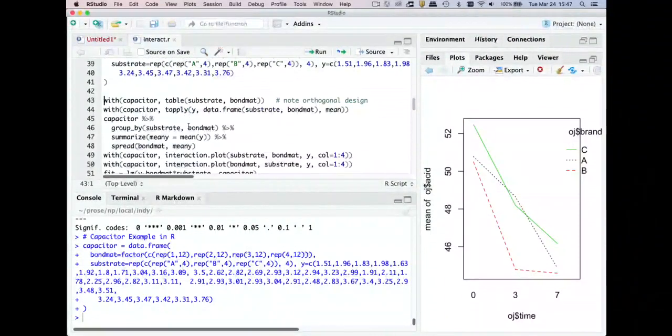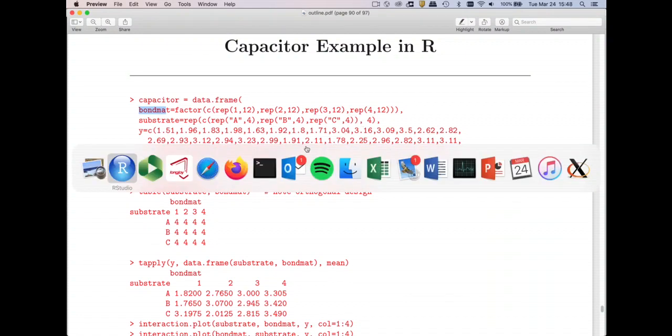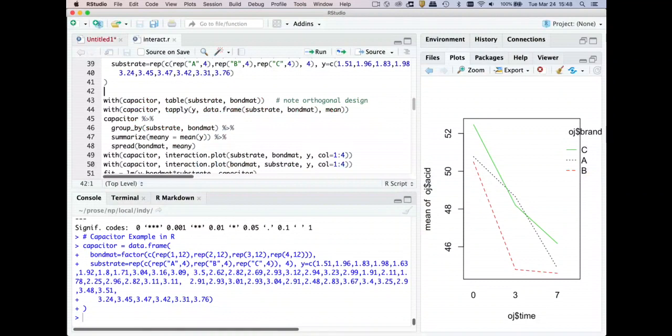All right, so here's the situation. We're soldering capacitors to some motherboard, and the motherboard is made out of, it's called a substrate here, made out of one of three materials. We have four different bonding materials that we're testing. Okay, so bonding materials A, B, C, and D. And so I'm going to go over to R and run all this stuff live.